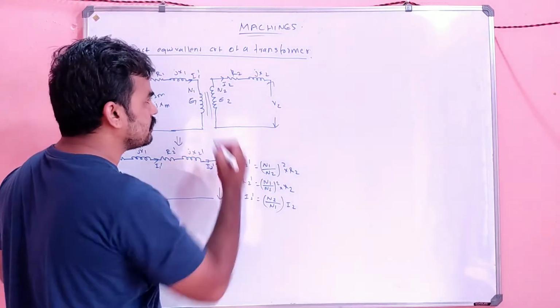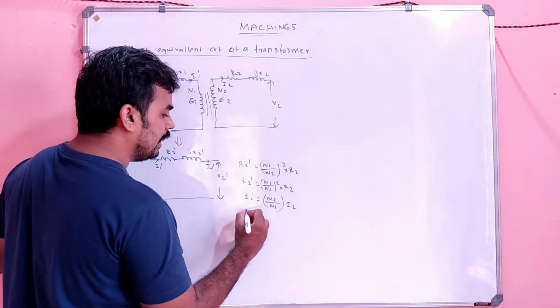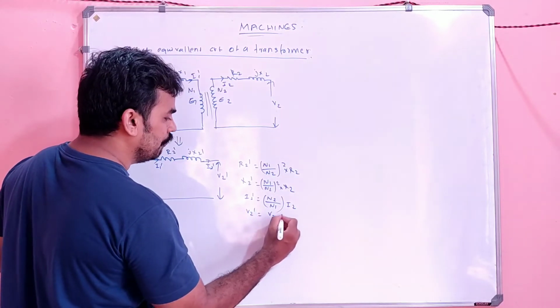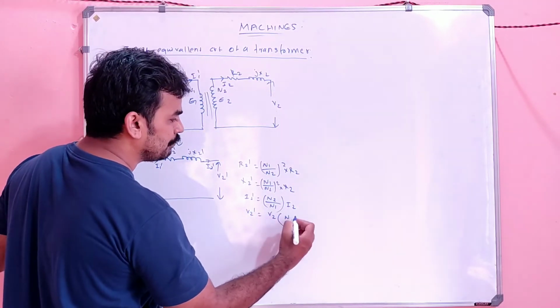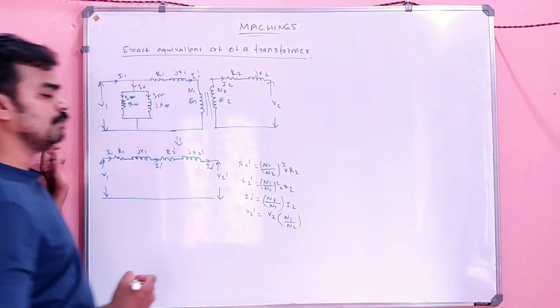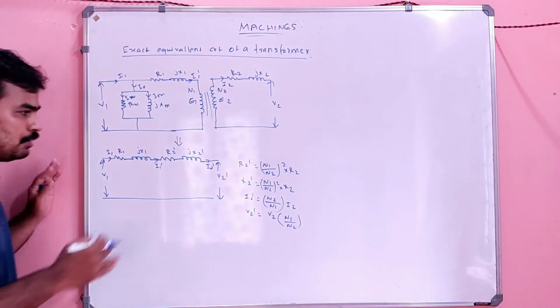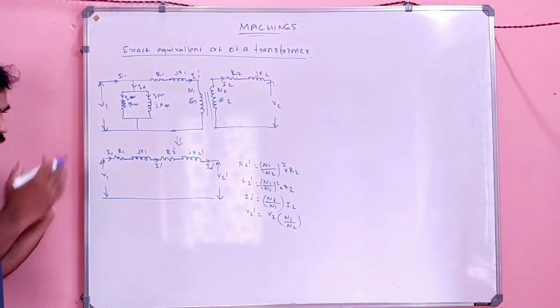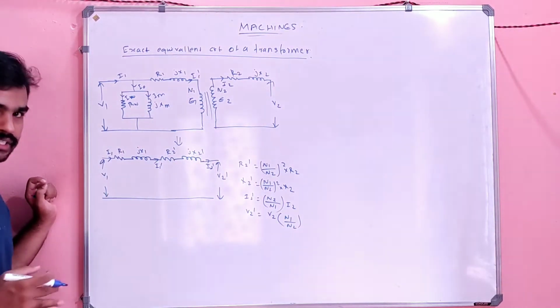I already told you this, and V2 dash will be equal to V2 into N1 by N2, correct. So these will be the corresponding values of V1, V2, V2 dash and R2 dash and jX2 dash.